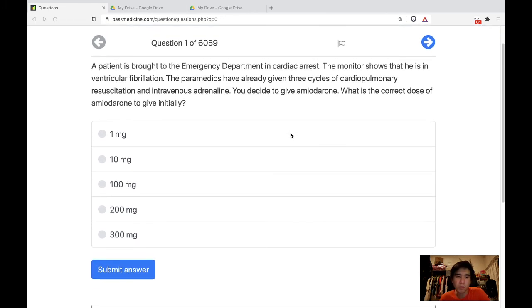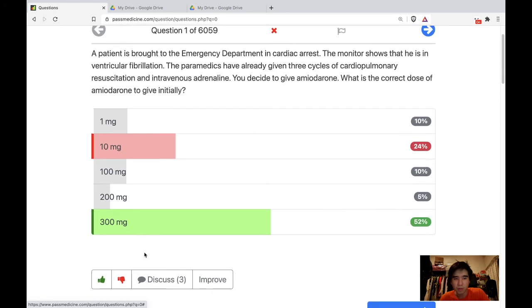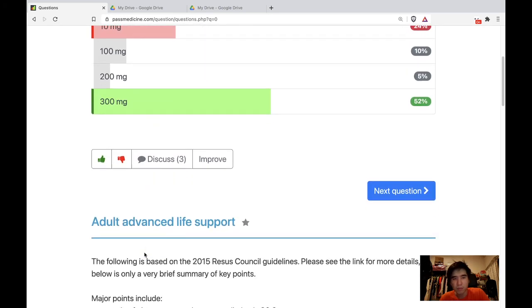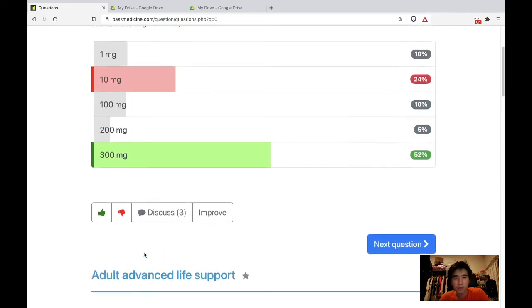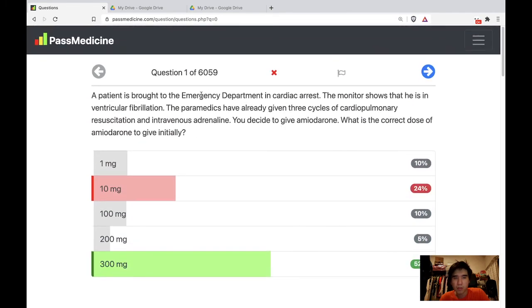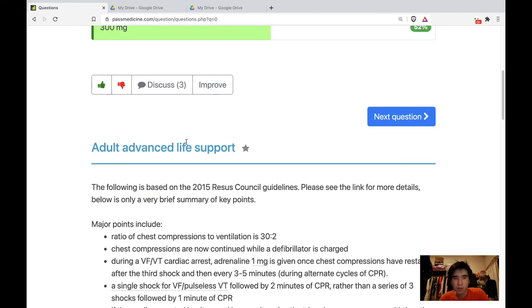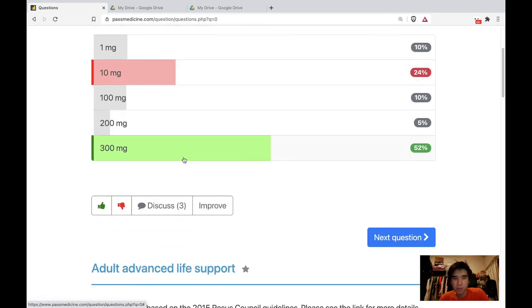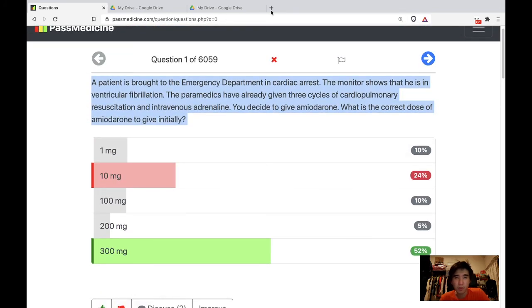I totally don't know, so I'll just have to guess. 1 or 10 or 100? 10. 300. So that shows that we need to study about adult advanced life support. Okay, so go on.